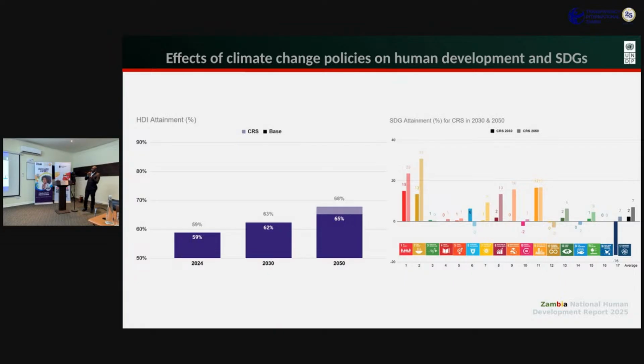The 2024 HDI attainment is 159%. If the 2030 goes well, then 62% and 2050. But this cannot be achieved without changing our current scenario.